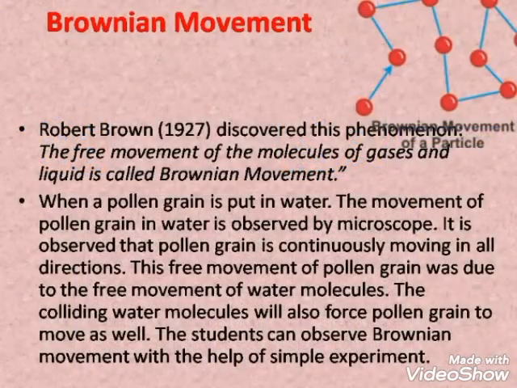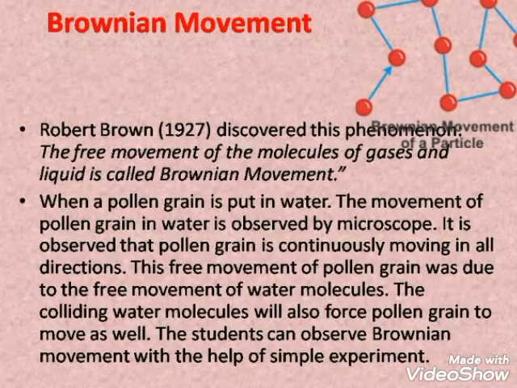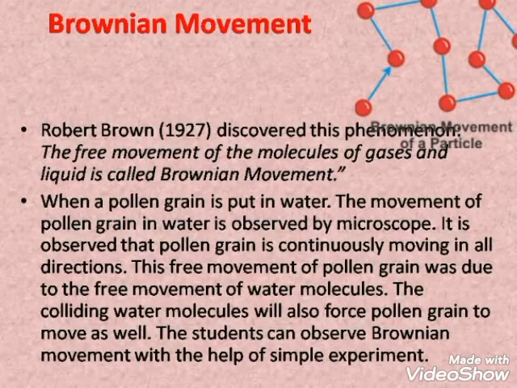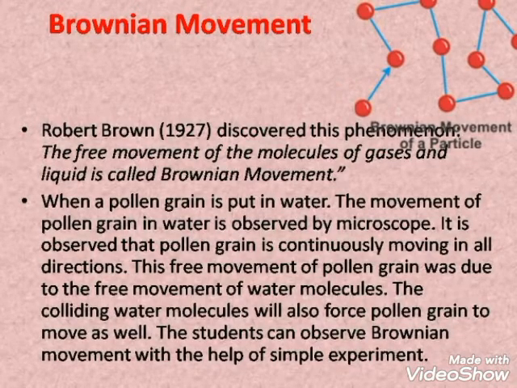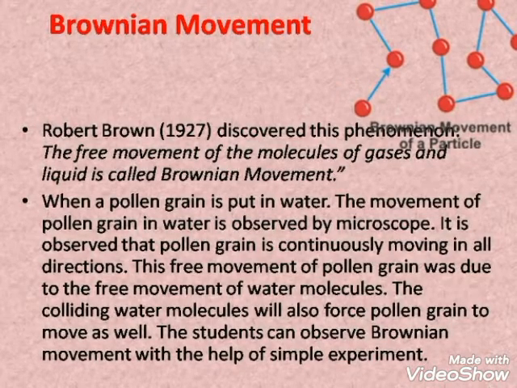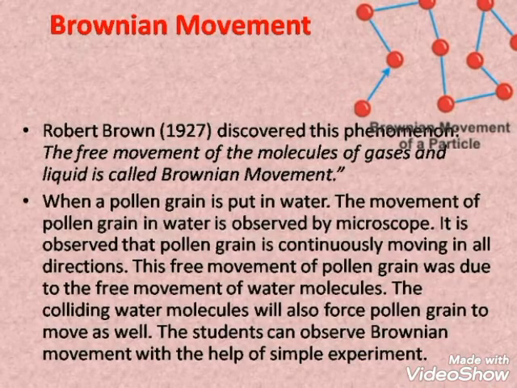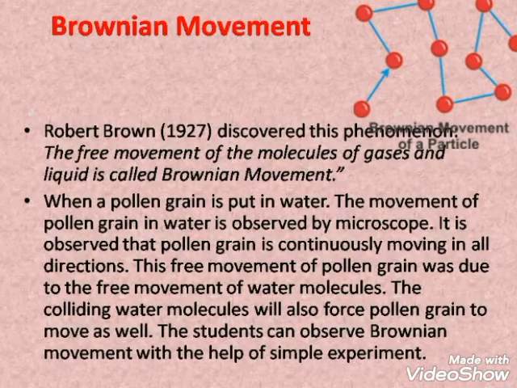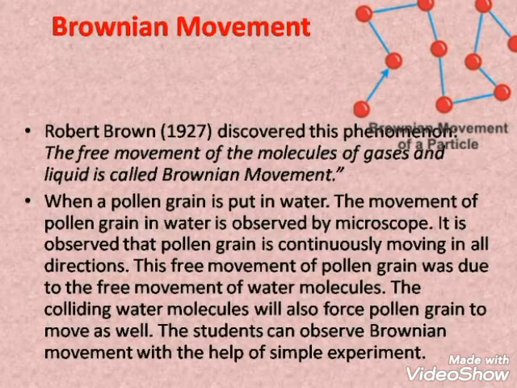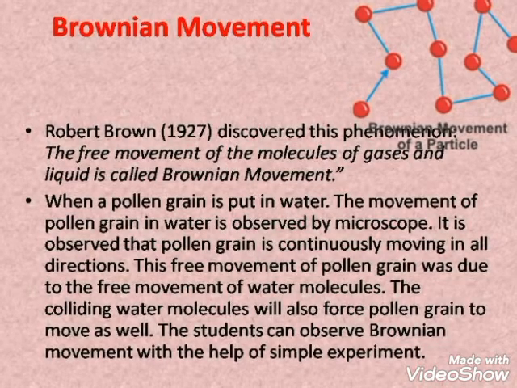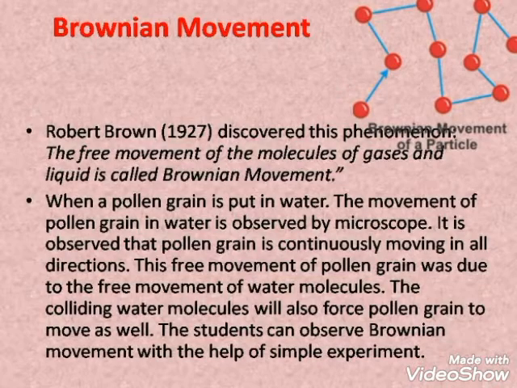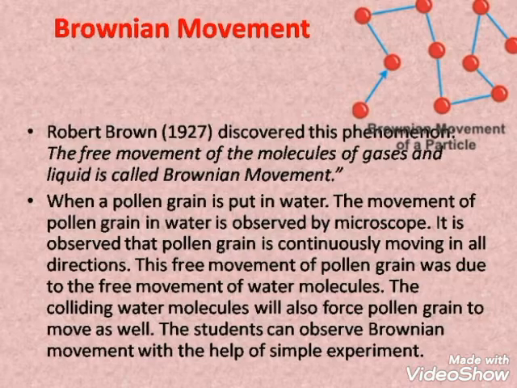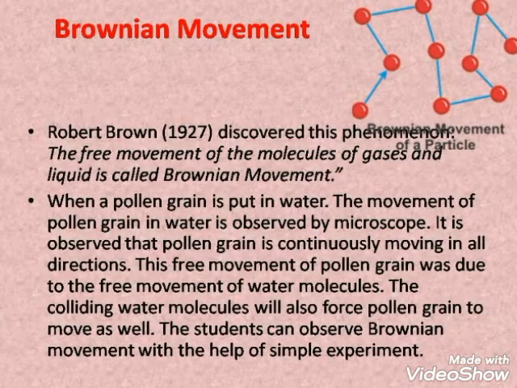Another important property shown by the molecules in the solution is Brownian movement. Robert Brown found out that the molecules of gases and liquids are always in random motion in the solution, which is known as the Brownian movement. Let us take an example of pollen grain in water. If you take a pollen grain and put it in water, and then look under the microscope, you will observe that the pollen grain is vibrating or moving in all directions within that particular slide.